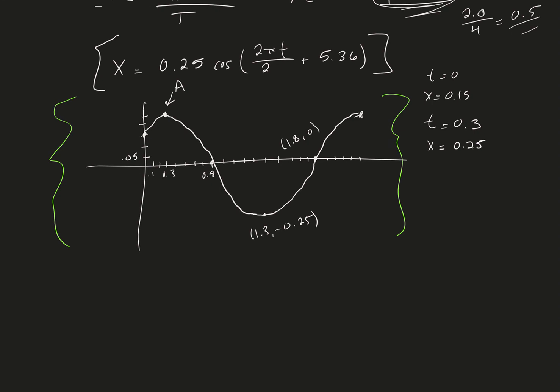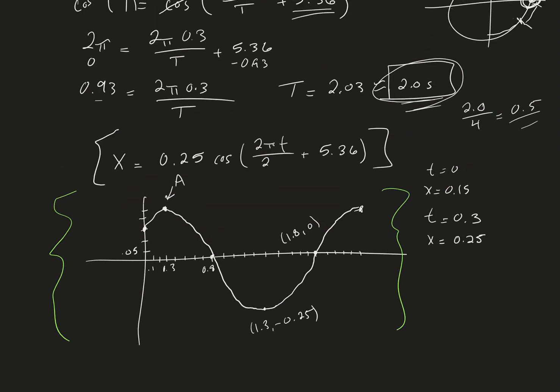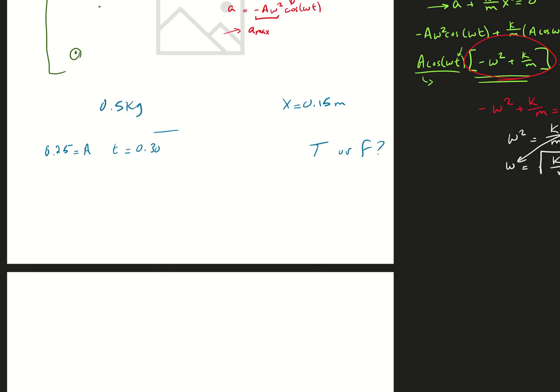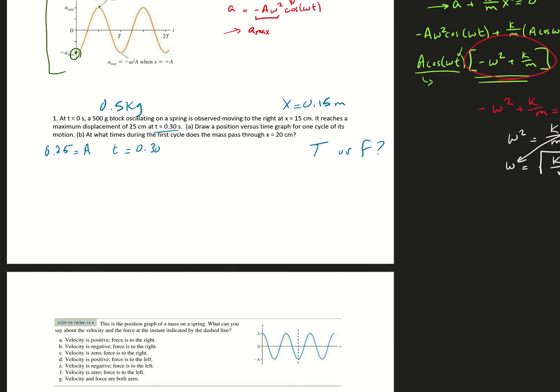But anyway, let's finish out part B to this question as well. We really have done the toughest part. Part B just needs to make sure that we clean it up in terms of using some trig to help us figure it out. So they ask us for part B, at what times during the cycle does it pass through 20 centimeters?